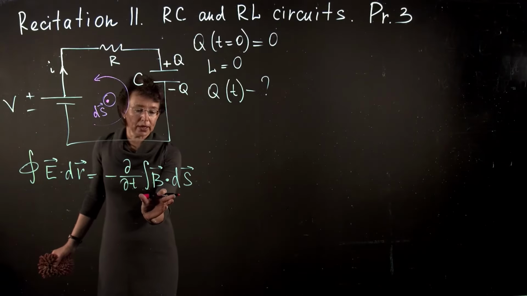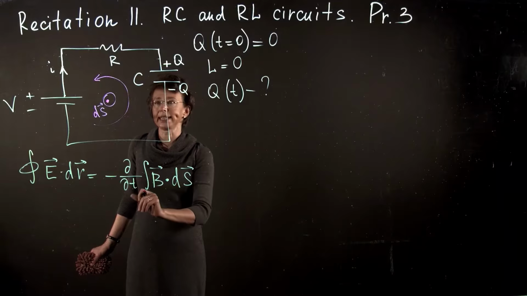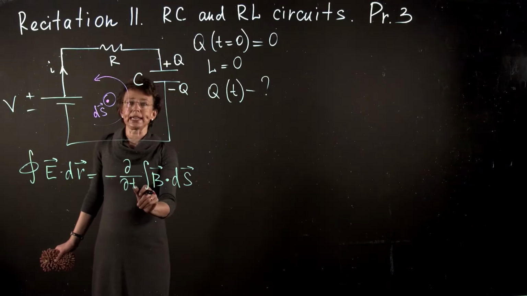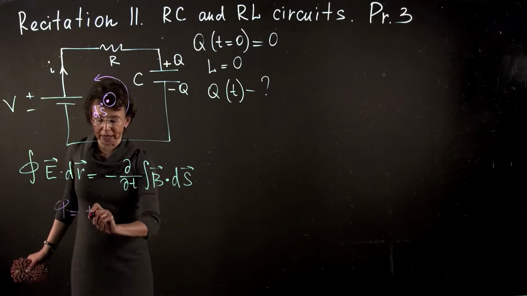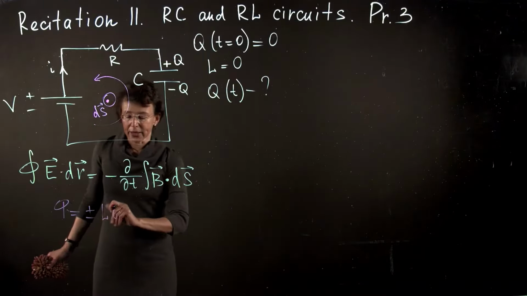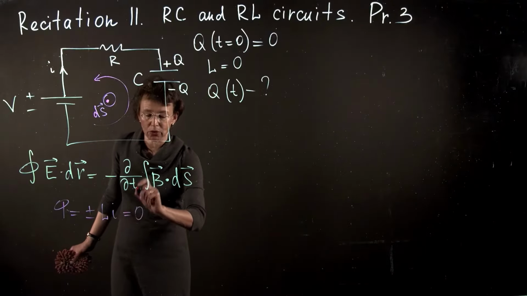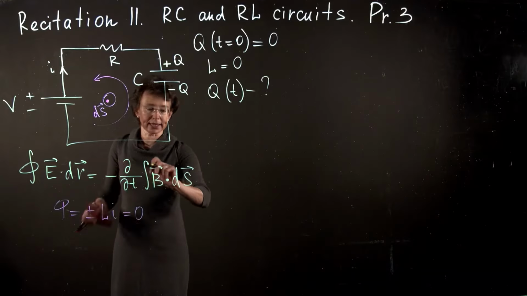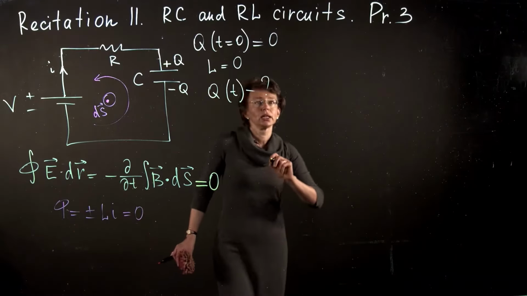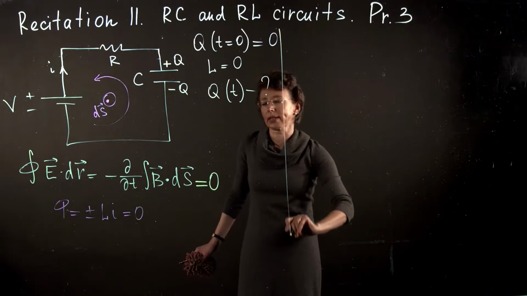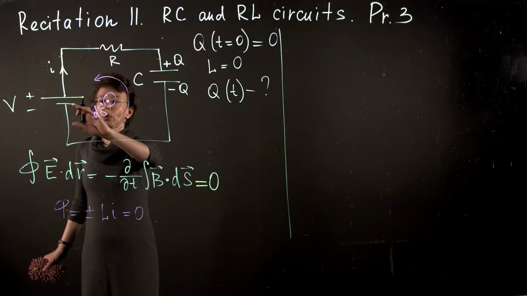Now let's look at the right-hand side of Faraday's law, d phi dt. What is d phi dt? Phi is integral B dot ds plus minus LI if we have inductance, but we neglect inductance. So flux is 0, which makes the right-hand side of Faraday's law 0. Now I need to write the left-hand side of Faraday's law. And let's go around the loop in the counterclockwise direction.